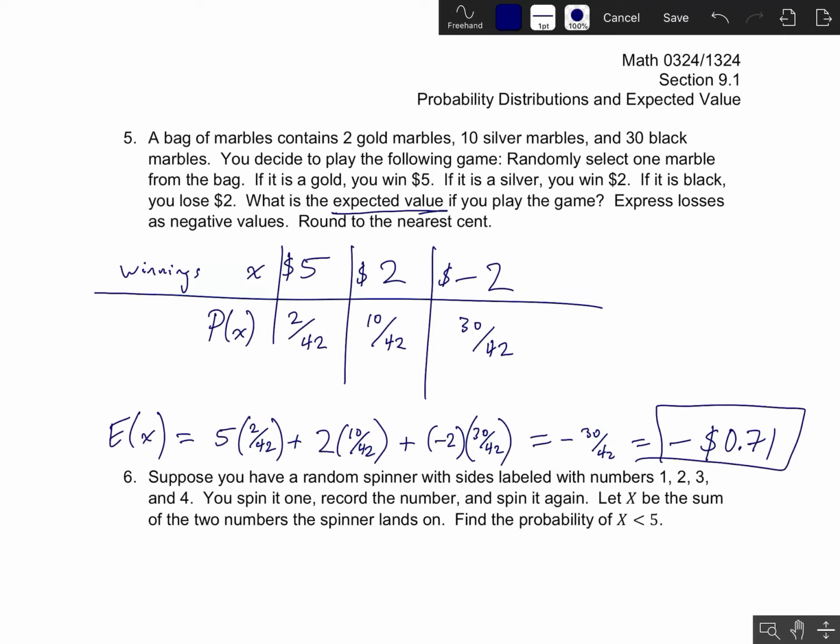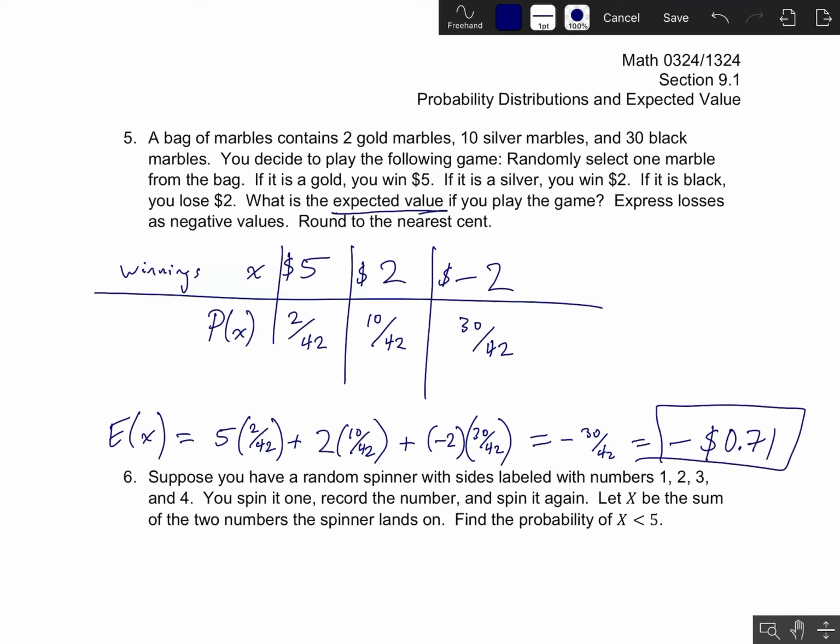So what this means is that in the long run, let's say that you played this game 1,000 times, this expected value is telling you what you would pay on average, over the course of that whole 1,000 game run, per game. So in other words, in the long run, you would expect to be losing 71 cents roughly per play of this game.